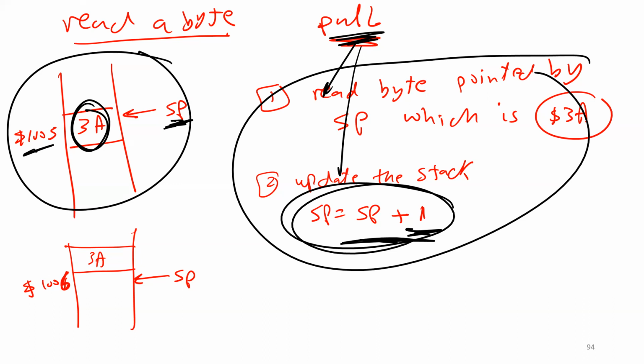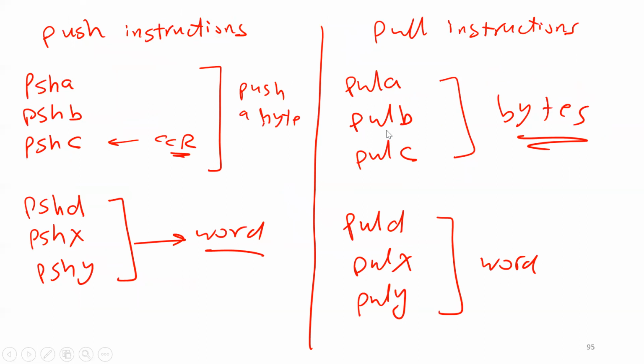Is that okay? So it's almost the same thing. The only difference here is that you are going to add 2 or subtract 2. You are going to put 1 byte or 2 bytes because it's going to be 2 locations. Anyway, here I want to teach the instructions we have for push and pull.